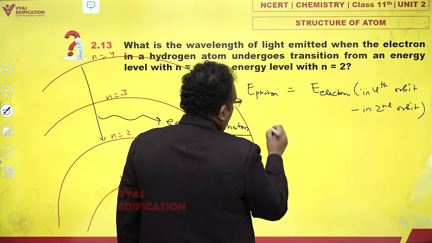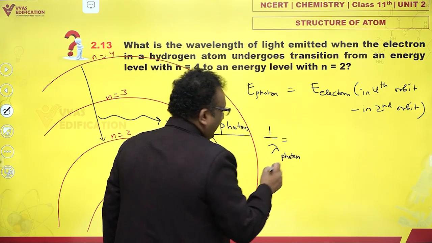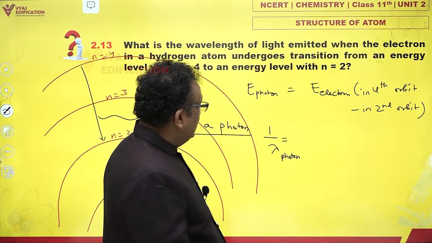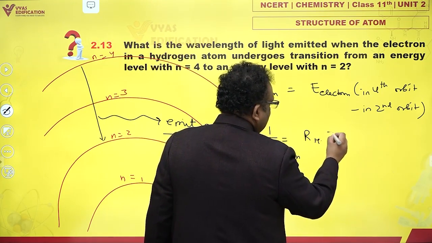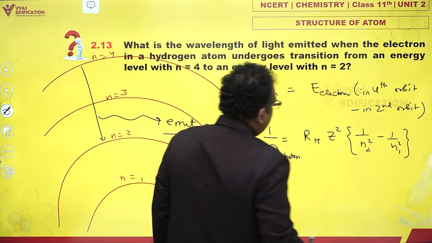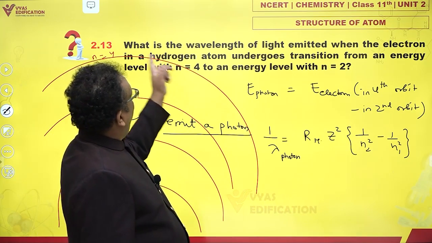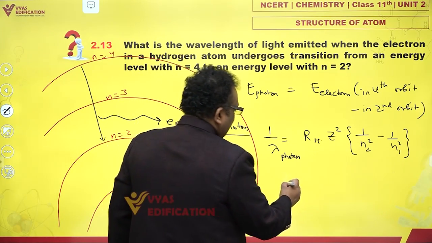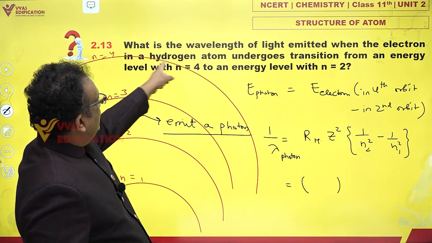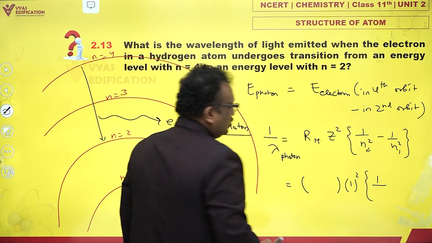This is 1 by lambda, and lambda is the lambda of the photon. Please don't get confused between the de Broglie wavelength of electron, which is also lambda, and the photon. I'm clearly writing this. This is equal to RH, which is Rydberg's constant, into Z square into (1 upon n2 square minus 1 upon n1 square). That is Rydberg's formula for spectrum. Lambda of photon emitted we have to find. Rydberg's constant is a constant, so we'll just take that. Now, this is a hydrogen atom, so Z is equal to 1 because Z represents the atomic number.